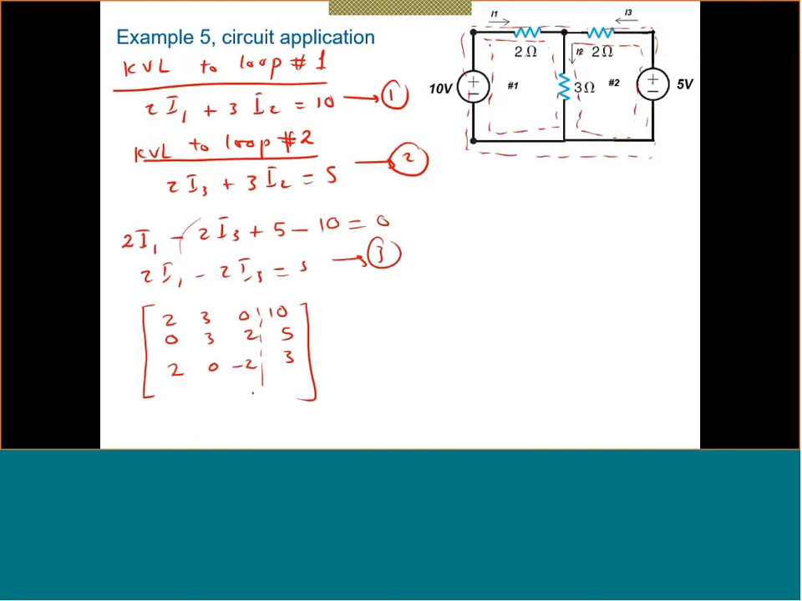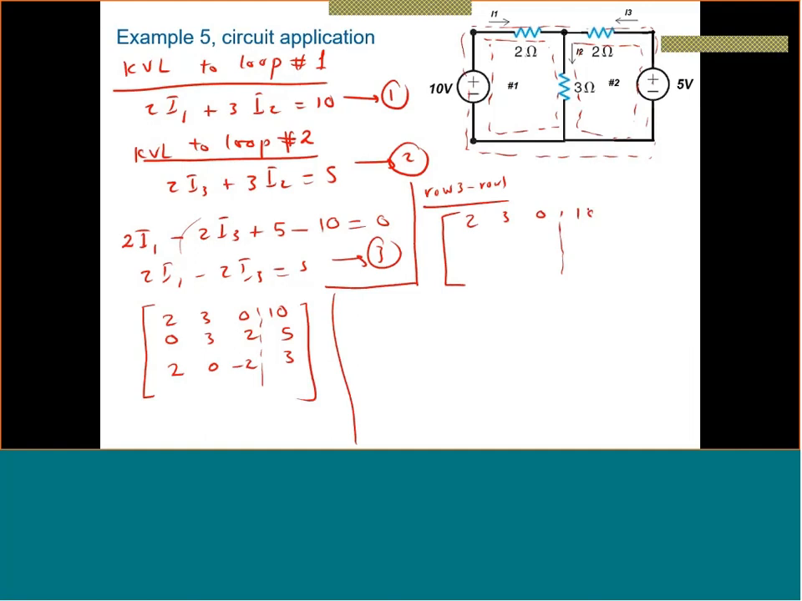So, okay, I look to the first one. Okay, they are equal, that's okay. I don't need to do anything. So I will just subtract from here. I will subtract row 3 minus row 1. So I will have 2, 3, 0, and 10. Nothing happened in the first row. Then I will have 0, 3, 2, 5.